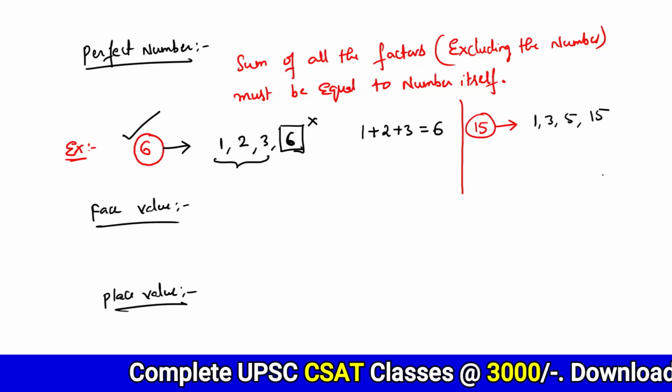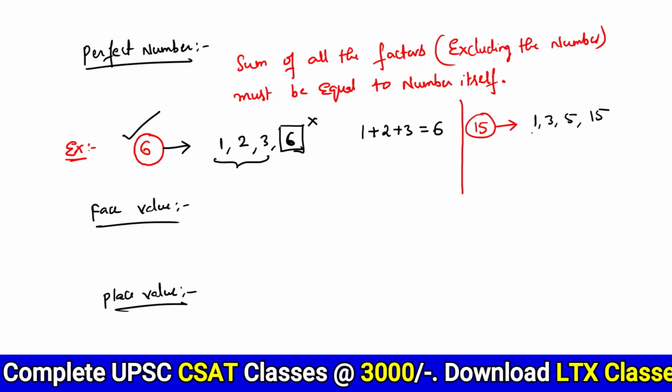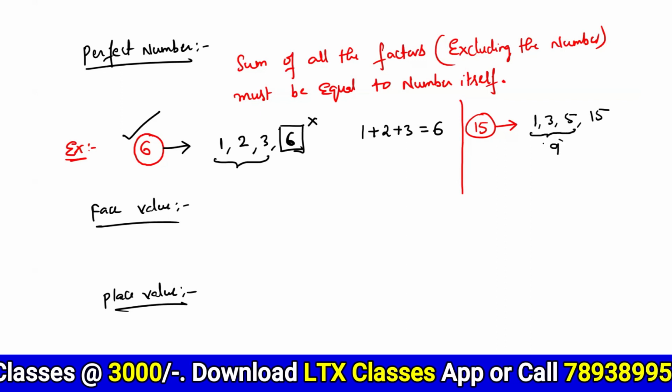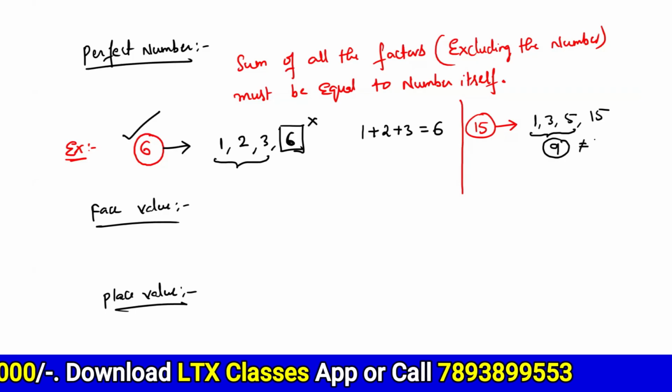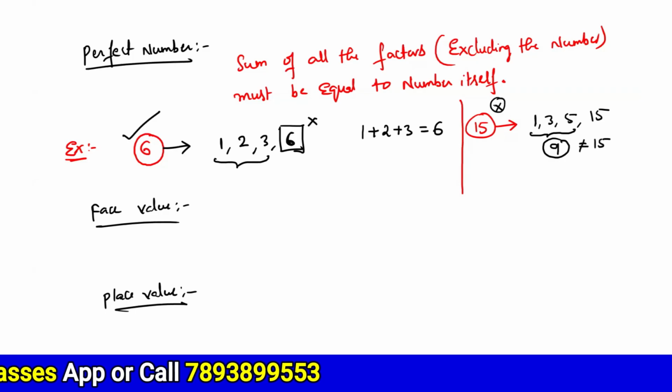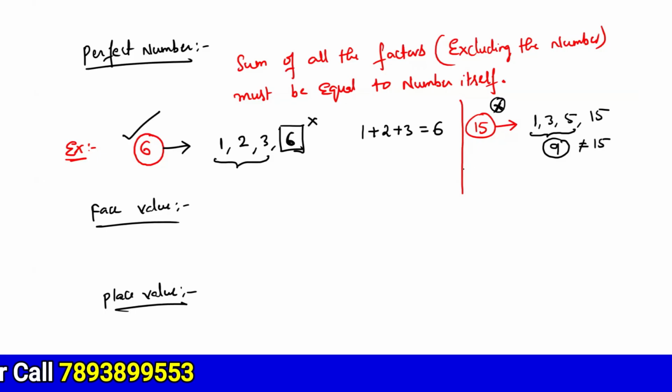Okay, and now add all these numbers. 1 plus 3 plus 5 is how much? 9. 9 is not equal to 15. So obviously 15 is not a perfect number.